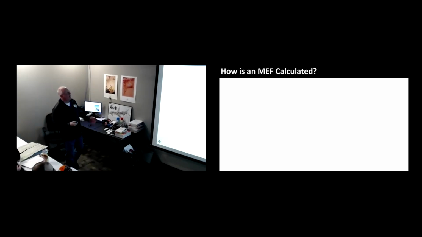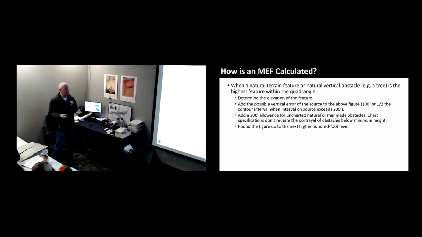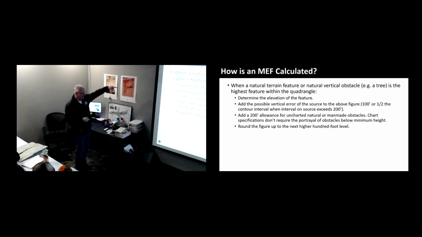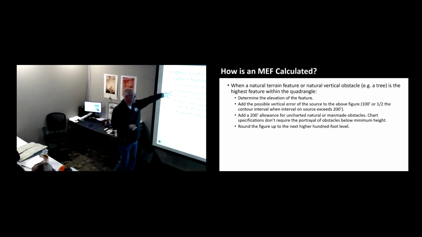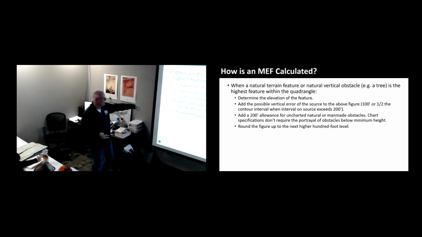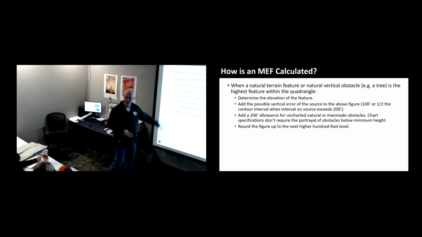Okay, so that's how you do it when the terrain is the highest point. It's a little bit different when you've got a natural or man-made feature at that elevation. Again, you determine the elevation of the feature, add the vertical error, 100 feet or half the contour interval, and add 200 feet just in case that obstacle is changed. So again, they're putting a little bit of a buffer on there, adding another 200 feet and rounding up to the next 100 feet.